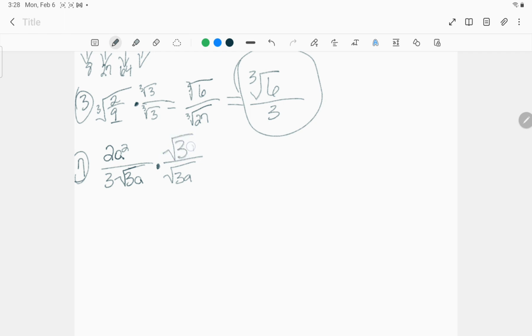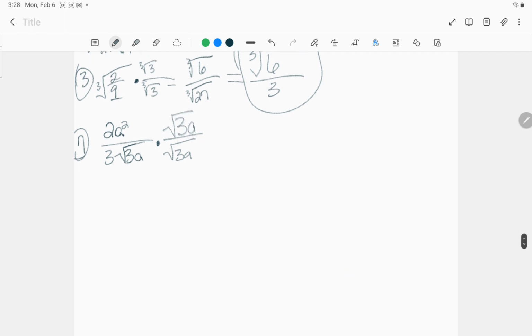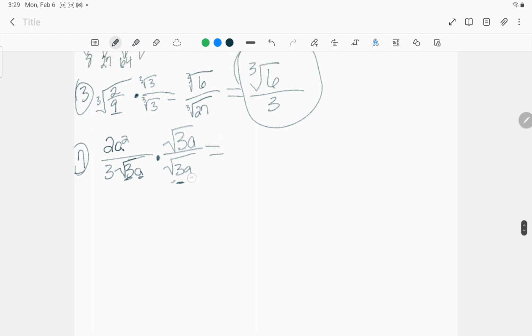Why am I going to do 3a? Because what can I get to? What perfect square can I get to with 3? The closest one is 9. That's 3 times 3. And then with a, I need it to be a square, right? I need it to be an even number, 2, 4, 6, 8. Well, the first one is 2.